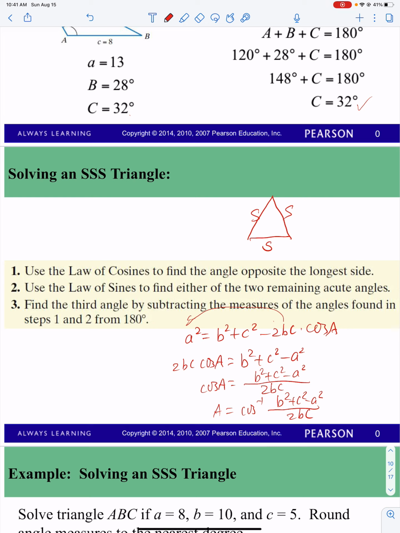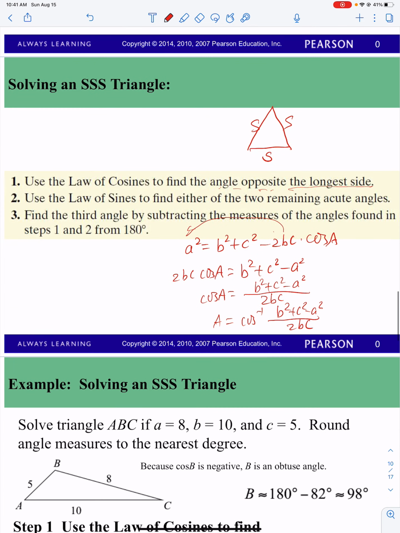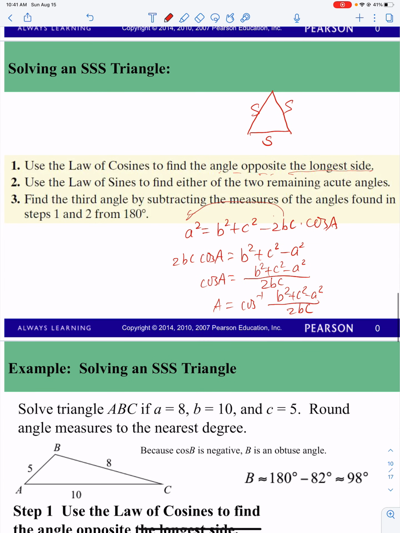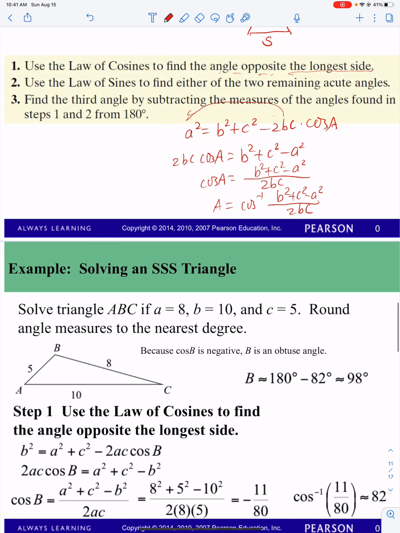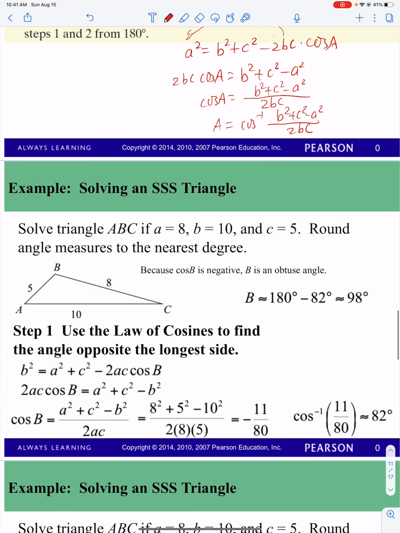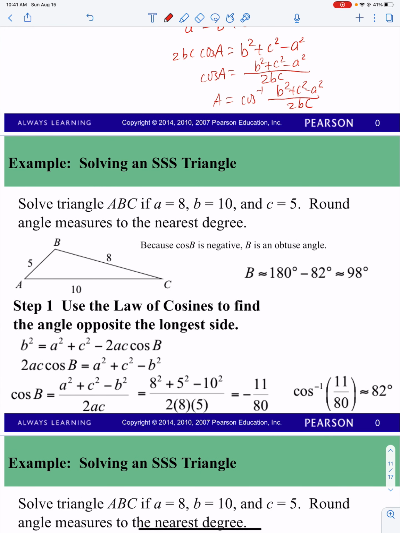Okay, so you can use it to find the angle opposite the longest side, yeah? Actually this does not matter too much. You can find any angle if you want to, but the longer side will be better. So what is the longer side here? B, yeah. So then we want to use b squared here.